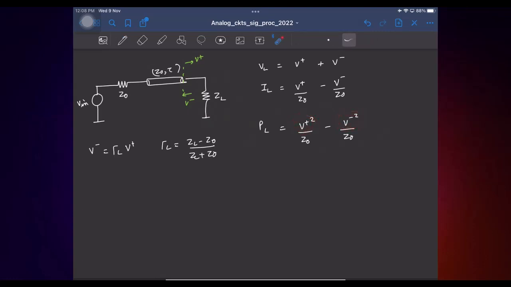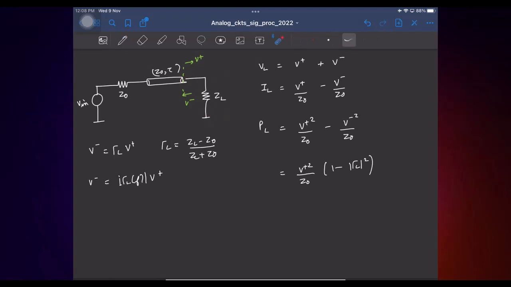Let's say whatever I have written here are all RMS quantities. Some sinusoidal signal is given, and these are the RMS voltages of the forward and the reflected waves. Then the RMS V minus will be mod gamma L at that frequency times the RMS of the forward wave. Remember, gamma L can be a complex quantity, right? So if I do this, what do I get for PL? I'll have V plus squared by Z0 times one minus mod gamma L squared.